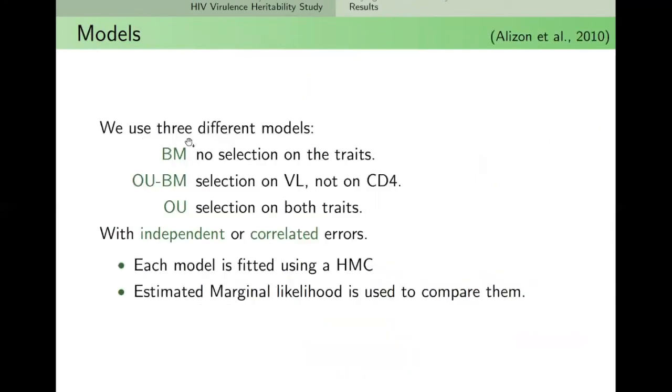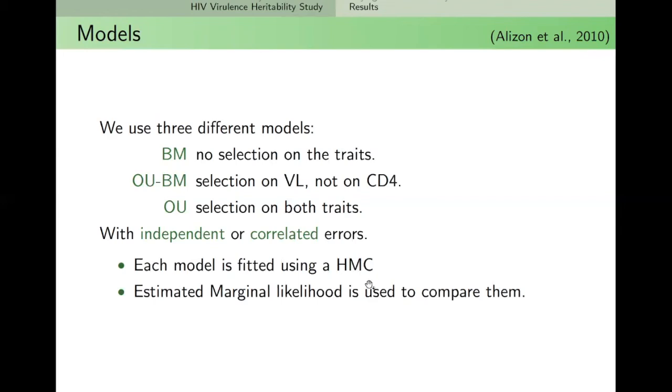So to fit this model, we are going to use 3 different models. First, the Brownian motion for the 2 traits with correlation, then the Ornstein-Uhlenbeck for the 2 traits with correlation. And one last model we want to use is the OU-BM, so OU for the viral load and Brownian motion for the T cell decline with correlations. And this is our favorite model. Given the literature on the subject, we would expect to find this model to be the best one. And we add a correlated error term on top of it, and we fit 8 of them using our HMC methodology.